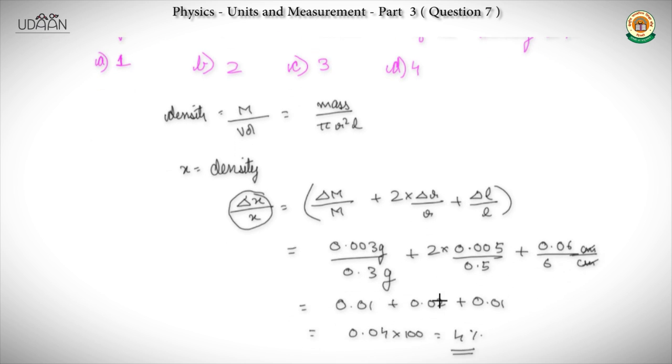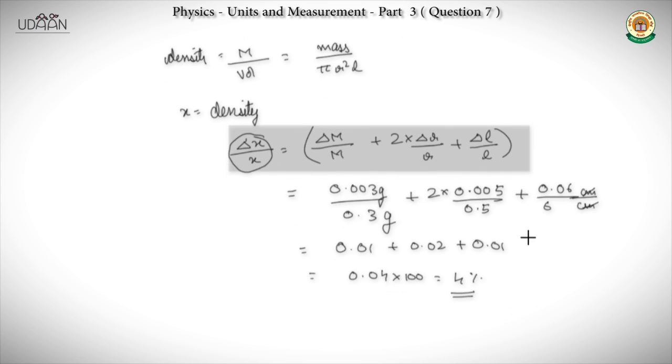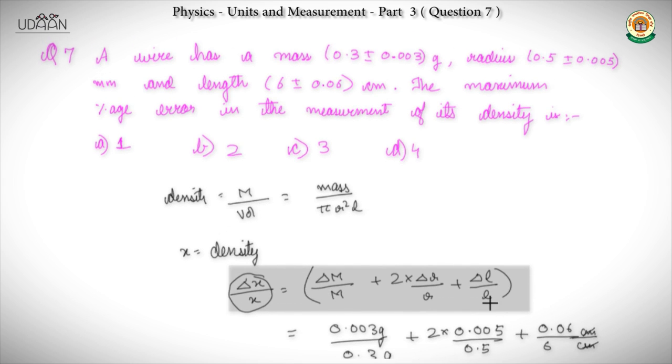Right. So just remember this formula and it will be very easy. The easiest 3 marks that you can score in JEE. But still, surprisingly, a lot of people don't do that. I don't know why. So the question number 7 was maximum percentage error in the measurement of density, which is option number D4. So that's question number 7 for you.